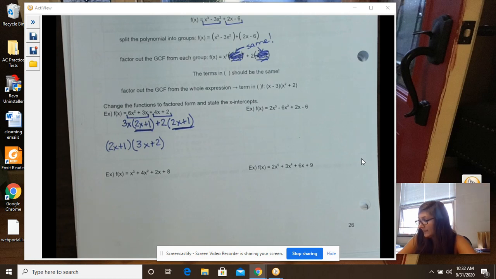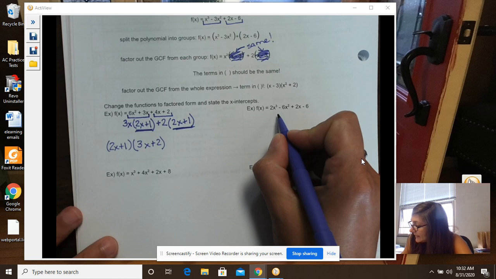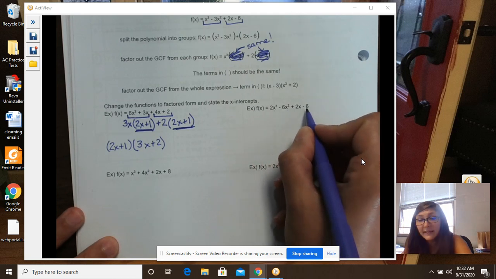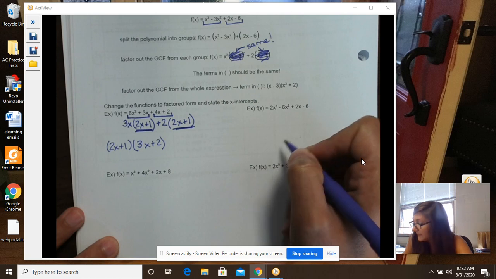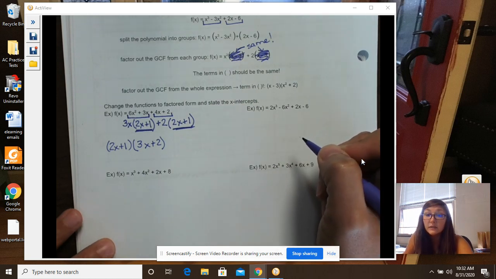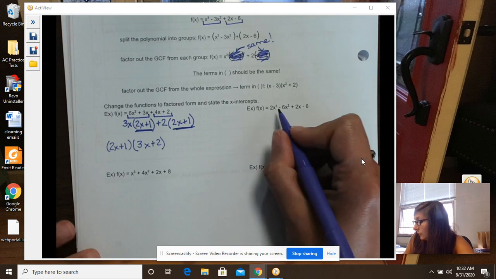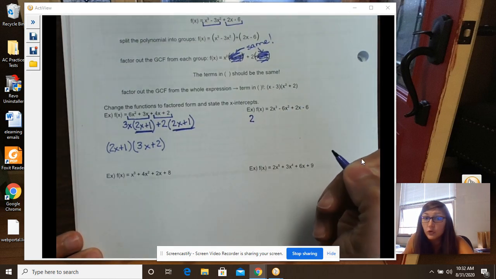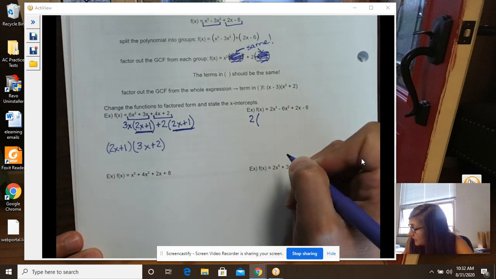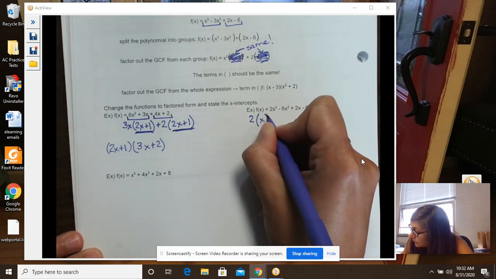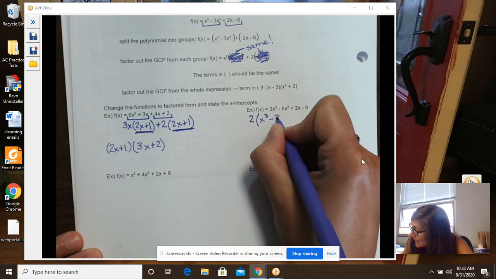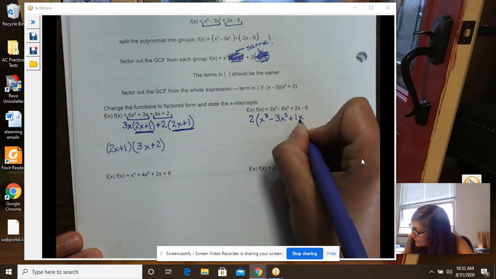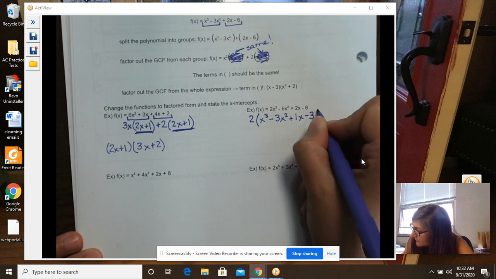Let's take a look at another example. So for our next example, notice here that we actually have all even coefficients, and our constant term is also even. So we can actually factor out a 2 from each of these. I'm going to go ahead and start by pulling out my GCF of 2 from all of these terms. That would give me x cubed minus 3x squared plus 1x minus 3.